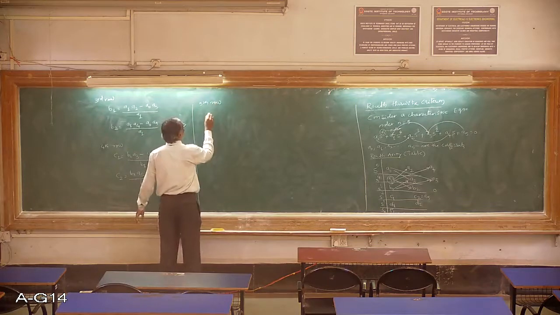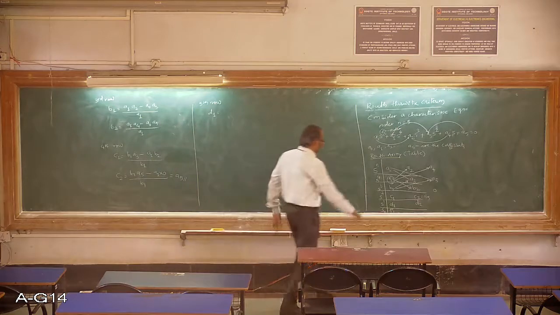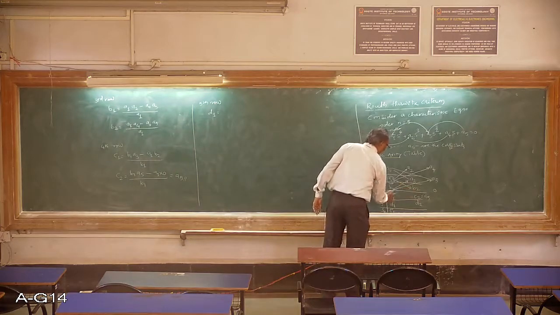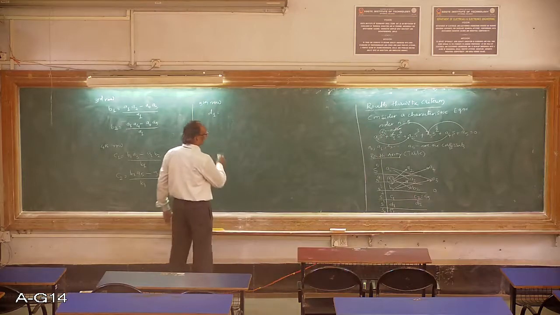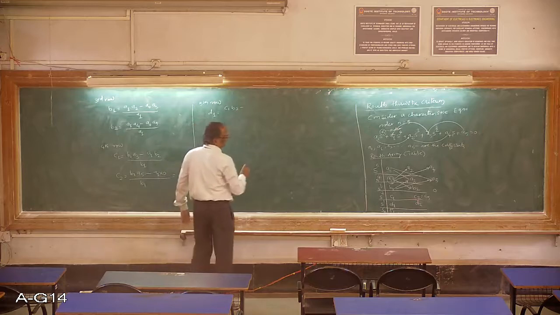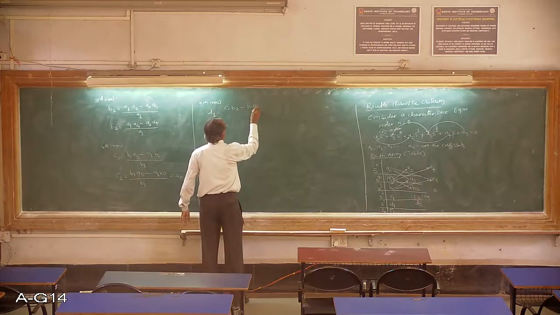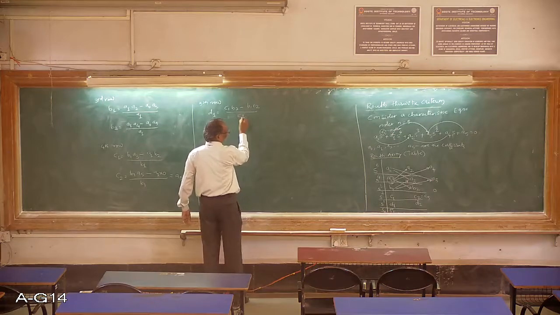Now to get D1, D1 will be equal to C1 B2 minus B1 C2, divided by C1.